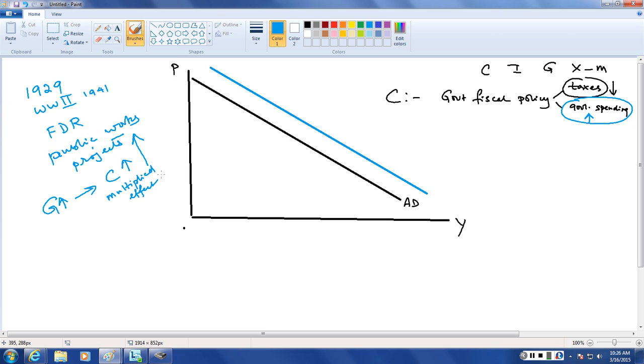Okay? So an increase in government spending also would then shift the AD curve to the right, directly as well as indirectly. You see, when G goes up, you have a direct effect. And the direct effect is because G is part of AD. That's the direct effect. But then there is also the indirect effect. Why? Because an increase in G causes an increase in C. So there are two effects of an increase in government spending.